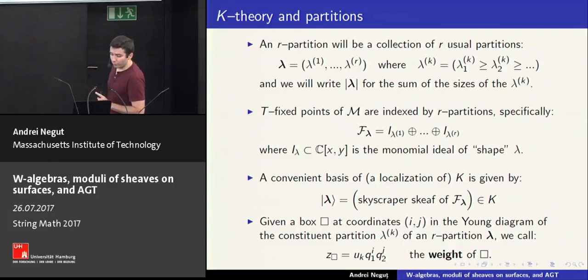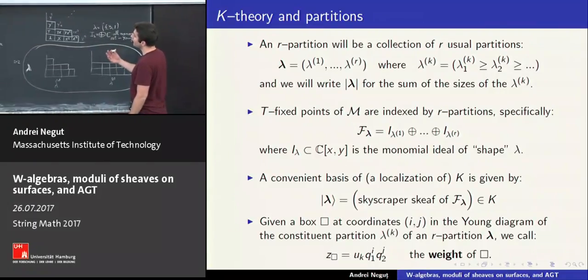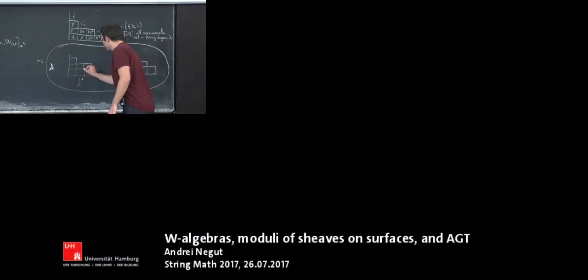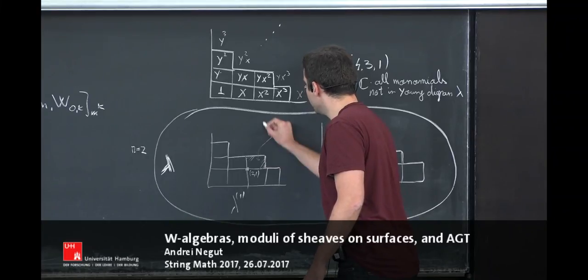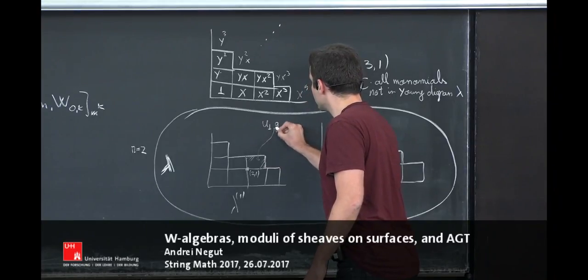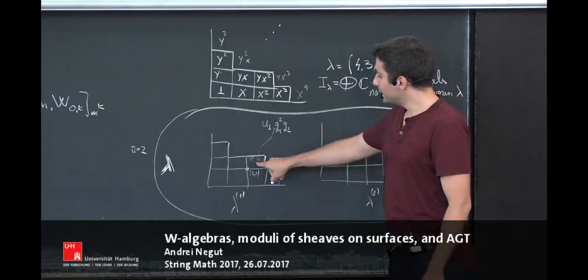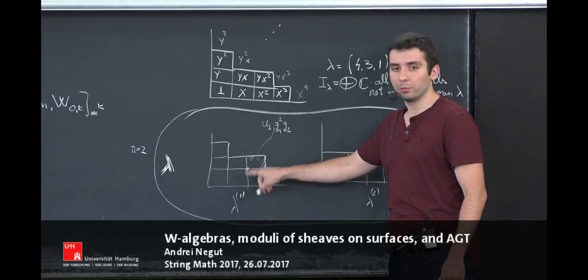One more thing before I actually show you some formulas. If you have a box in a partition, you define its weight in terms of the location of that box. So for example, in the case of this box, we think of its location as this point, which is 2, 1, and the weight of this box is U1 Q1 squared Q2.